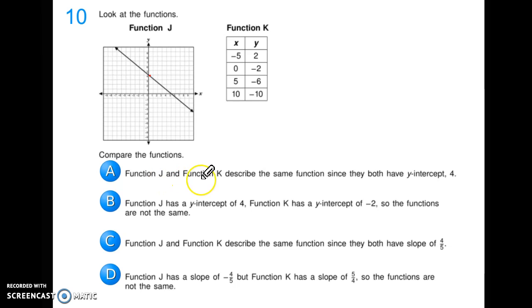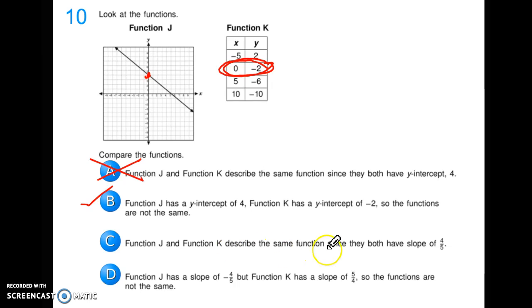Compare the functions. Function J and K describe the same function since they both have y-intercept of 4. Nope, this one does, J does, but K does not. Function J has a y-intercept of 4, true. Function K has a y-intercept of -2, so the functions are not the same. Okay, I don't see anything wrong with that.